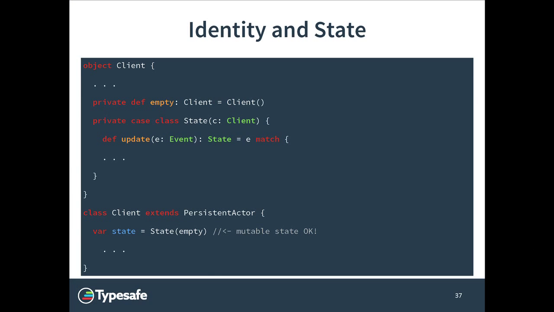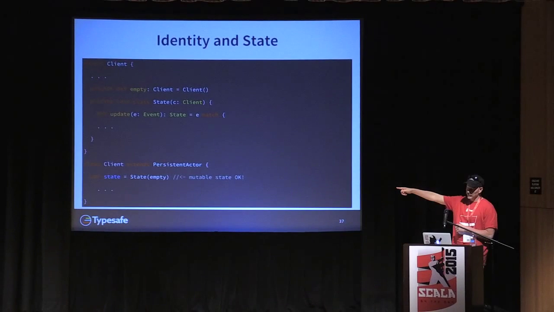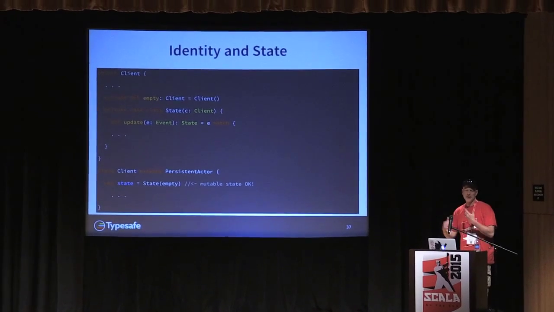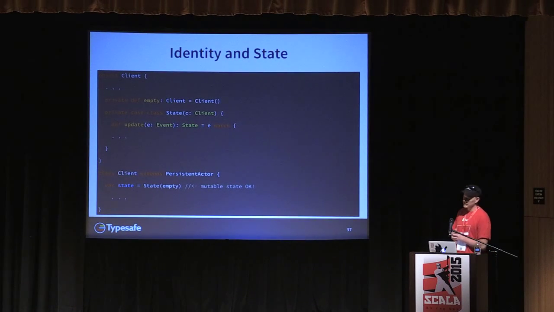Yes, our identity and state. In here we have an internal mechanism for capturing state. We have the evil var, right? But this is enclosed inside the actor, so it's thread safe. And our state in and of itself is a case class, which is immutable. So we're doing defensive copying, essentially.